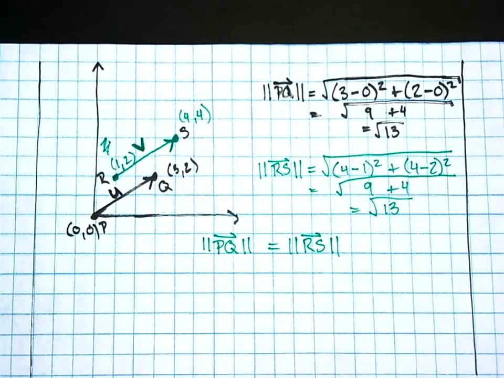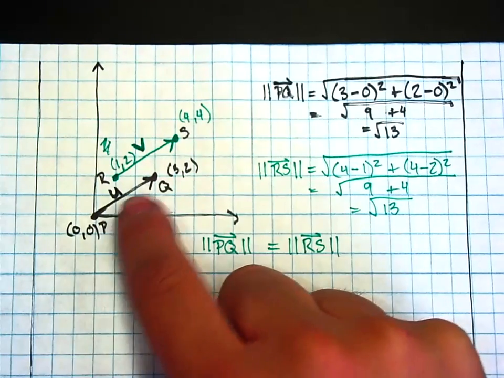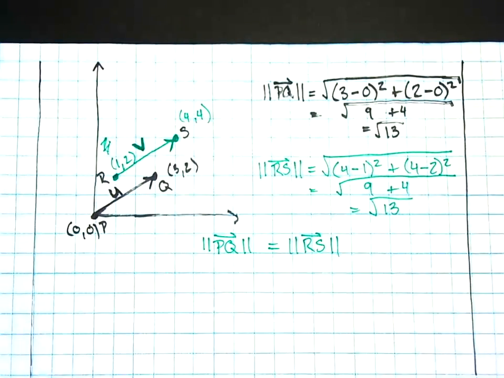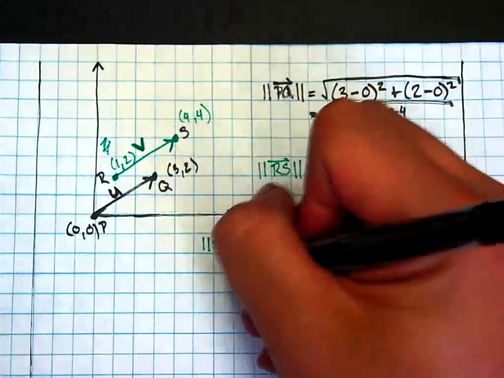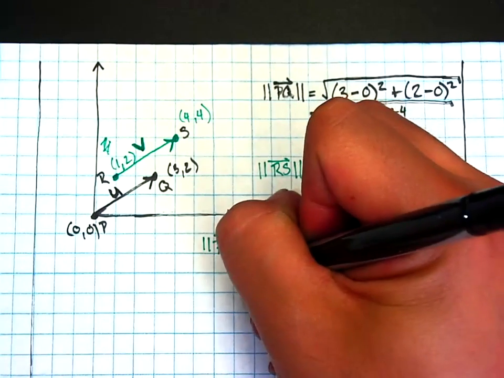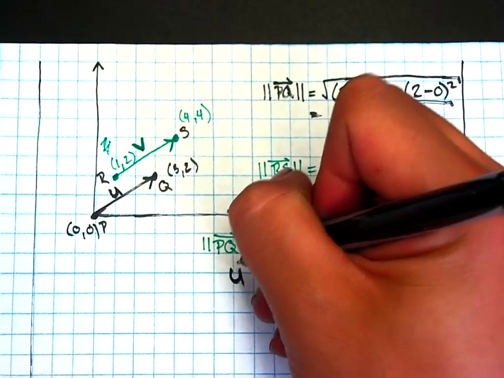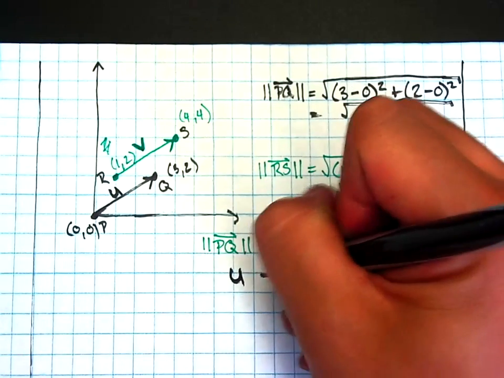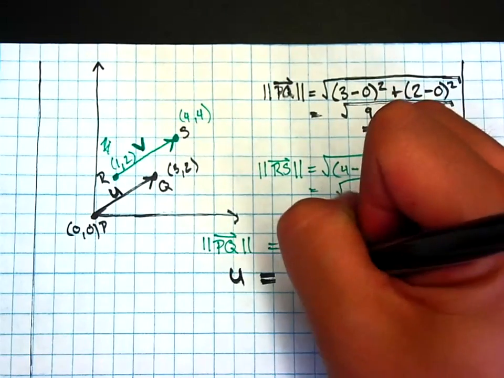Because these two directed line segments have the same direction and the same magnitude, they're actually the same vector. Even though they're in different places, they are still the same vector. And we're going to denote that by saying that vector u equals vector v.